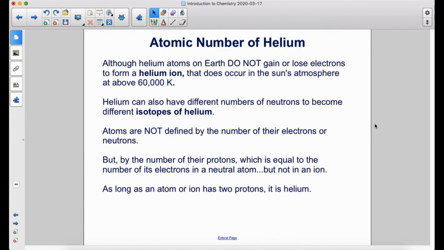Although helium atoms on Earth do not gain or lose electrons to form a helium ion, that does occur in the Sun's atmosphere at above 60,000 Kelvin. Helium can also have different numbers of neutrons to become different isotopes of helium. Atoms are not defined by the number of their electrons or neutrons, but by the number of their protons, which is equal to the number of its electrons in a neutral atom, but not in an ion. As long as an atom or ion has 2 protons, it is helium.